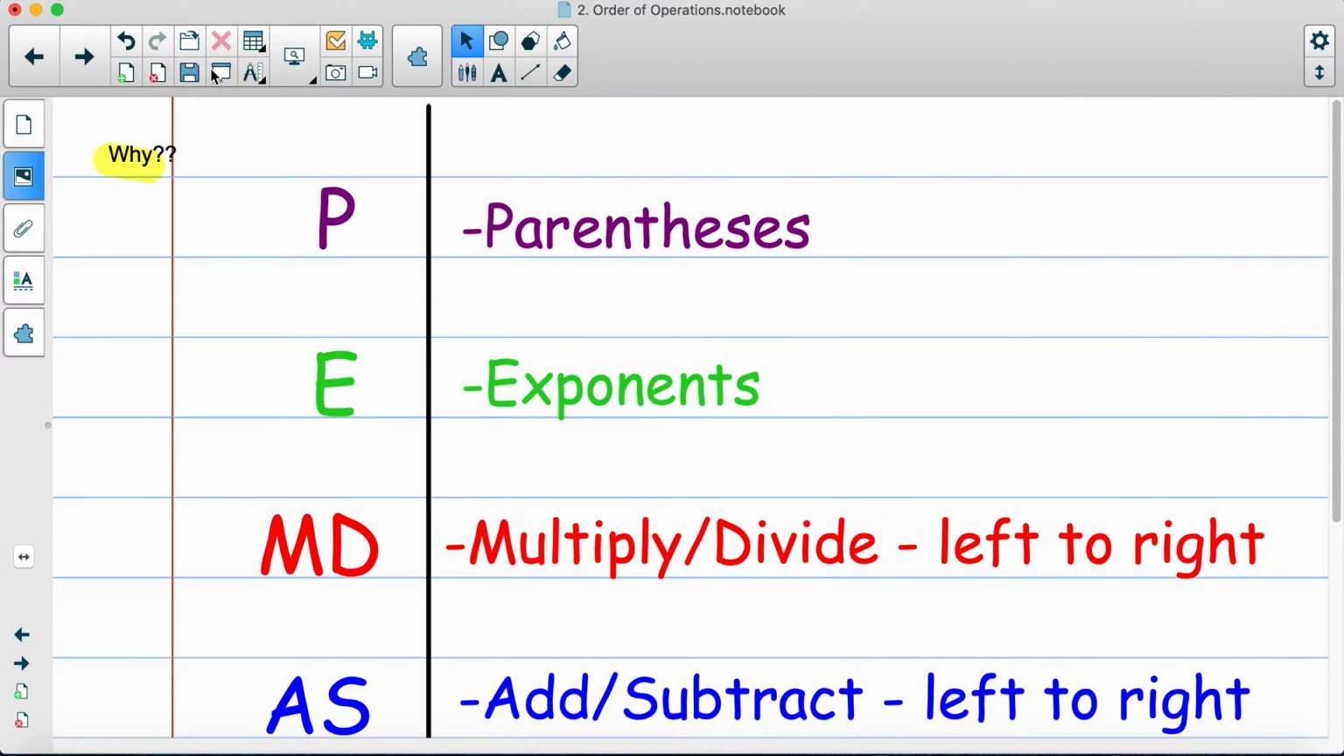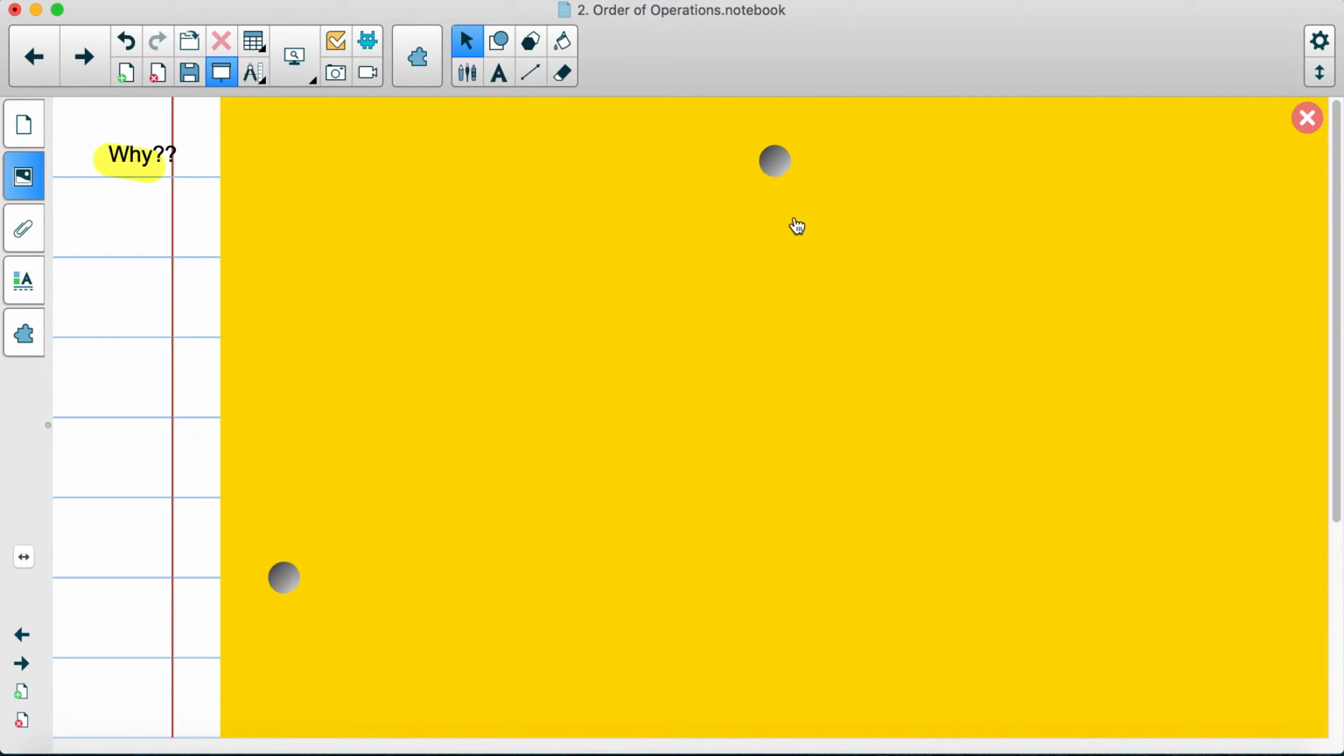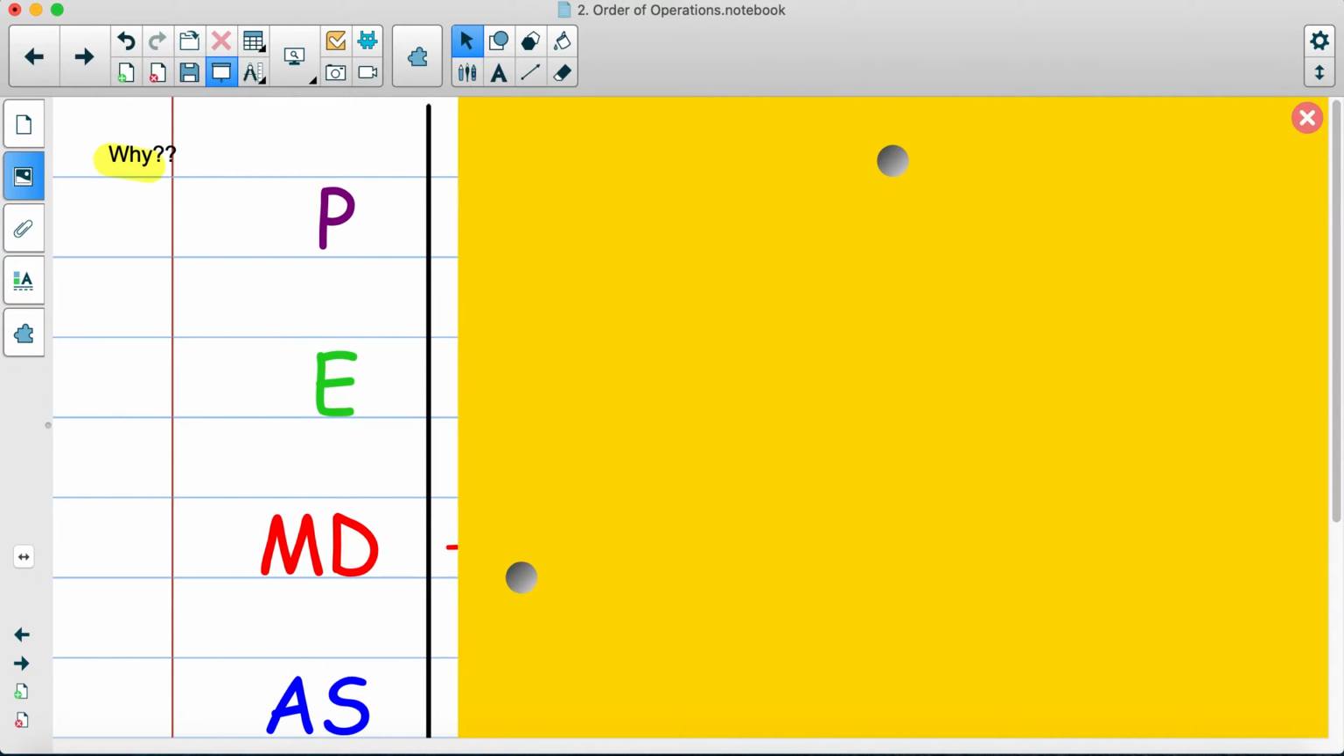Why do we need to know order of operations? The why is, imagine you're a doctor going into surgery, and if you don't do a surgery in a certain order, you're not going to have a very good outcome. So the order for math is PEMDAS, and I know you've seen this before. So let's write each of these letters down your paper. Skip a line between each one.